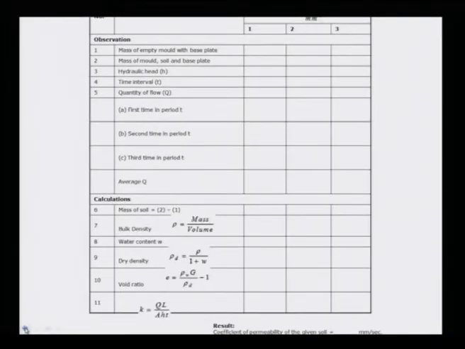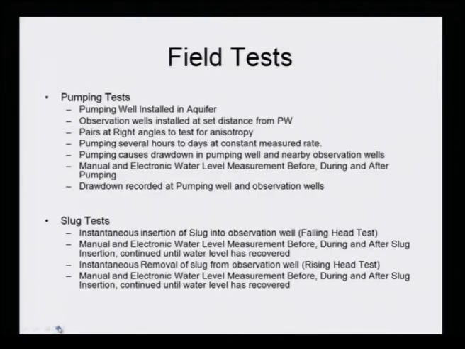Then calculation as per the formula, you can find out what is the value of Q, and then you can find out what is the value of K from this formula once you are getting it. Now, this field test, this is your pumping test: a pumping well installed in an aquifer, with observation wells installed at a set distance from the pumping well.